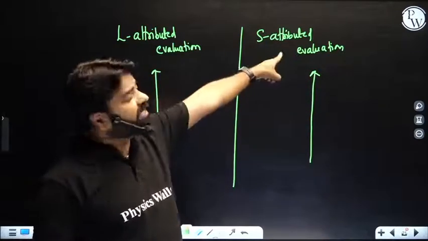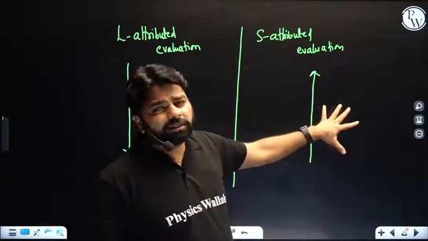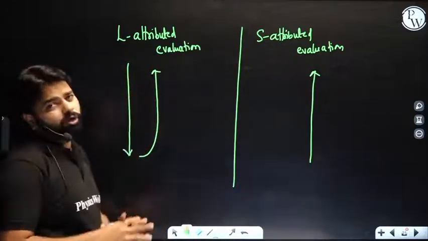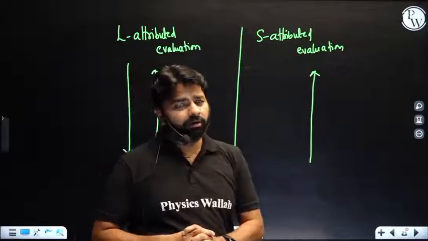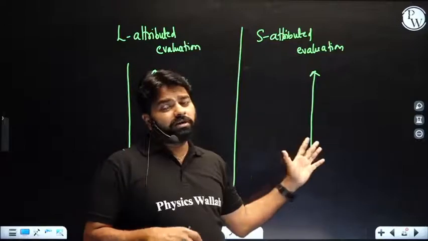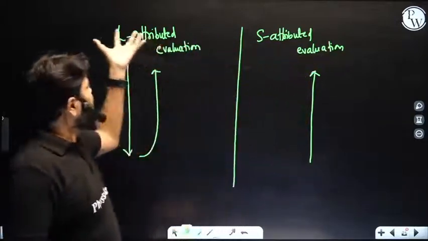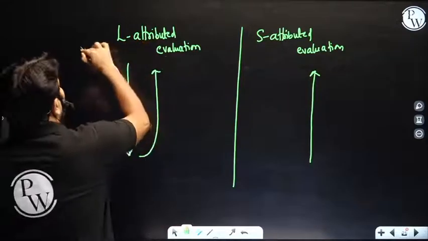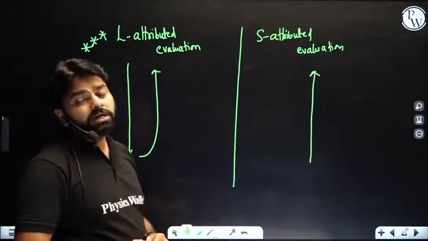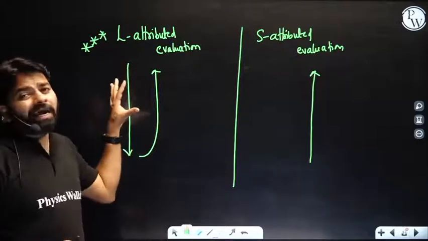Why? Because every S-attributed grammar is also L-attributed. So rather than using only the bottom-up parsing concept, sometimes you evaluate like top-down, sometimes like bottom-up. Both can be done for S-attributed evaluation. But S-attributed also follows the bottom-up parsing concept, so you can only use that one. From the exam point of view, just blindly follow this: if there is an answer using evaluation, you evaluate using the L-attributed concept.